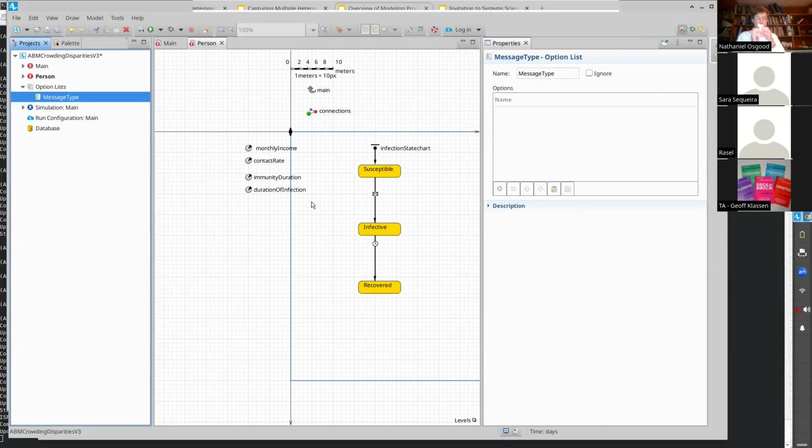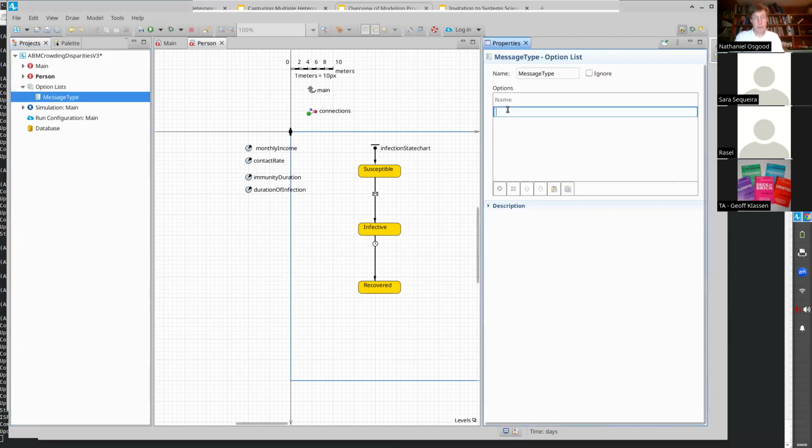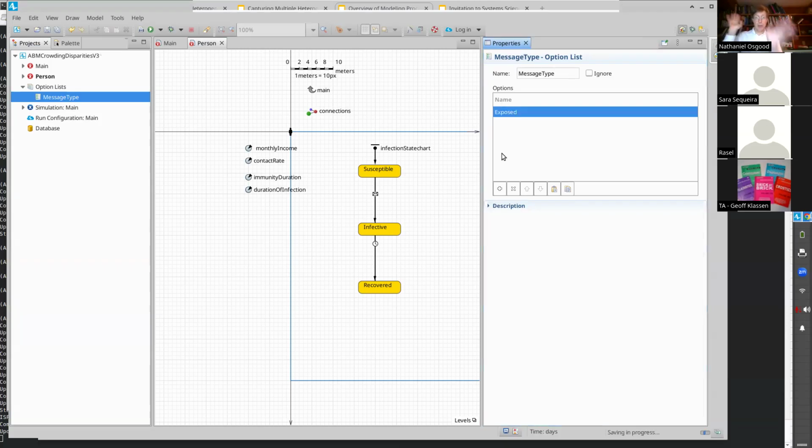In general, though, I actually want to teach you how to. Oh, where'd that go? That's weird. I thought I entered that. That's weird. Okay. So there's a type called exposed. Boom. There we go. Message type. And this is a set of possibilities. Later, we may have others like force of infection and other things like that, like you are vaccinated. Here, we're just going to have exposed.